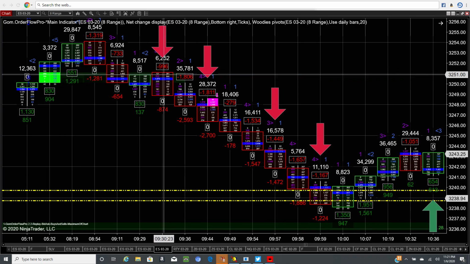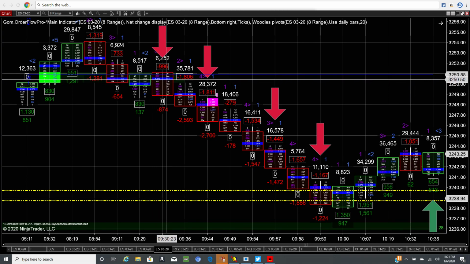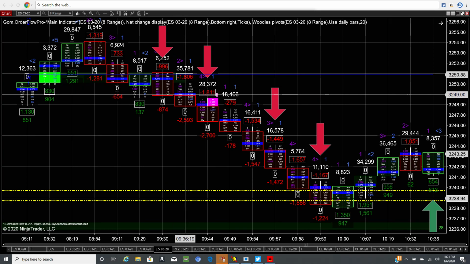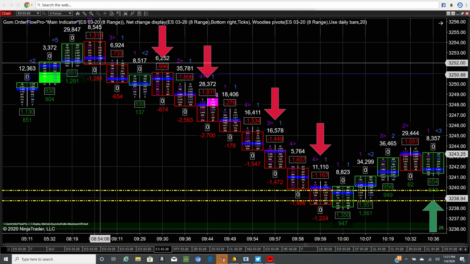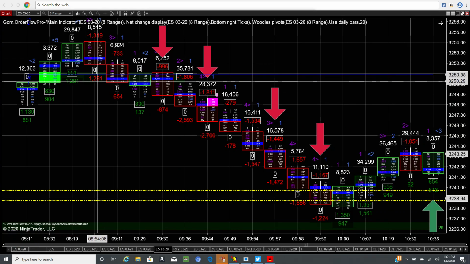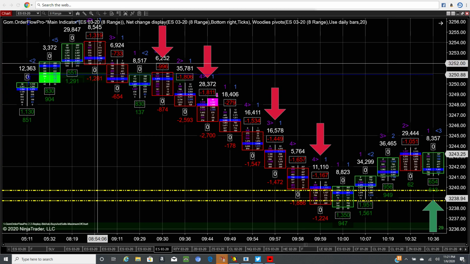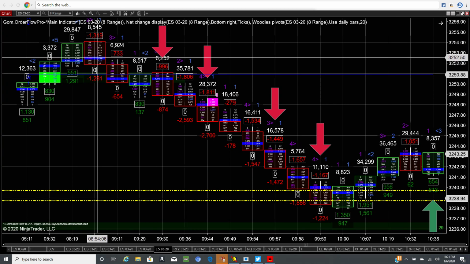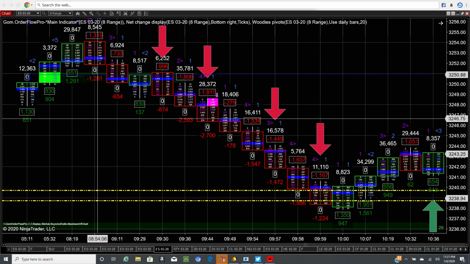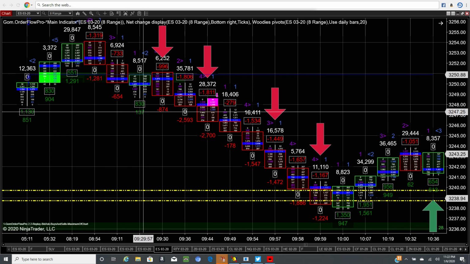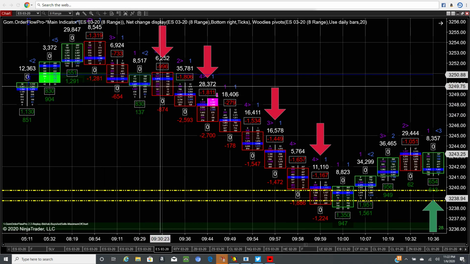What I am going to go over is the point of control. Point of control is right here. See this blue? And this blue here? And this blue here? This blue here? This blue here? That's all the point of control. And all that means is all the action that went off inside this candle, this is where the most volume was, where that blue bar is. Okay, that is the point of control. That is where the majority of the activity happened within that candle.